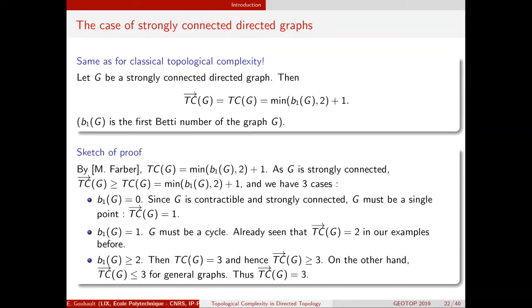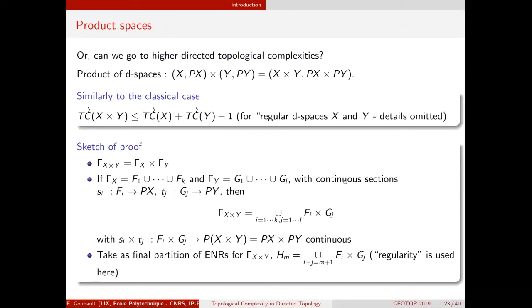Of course, it relates to the topological sort of the graph, the decomposition of graphs through its strongly connected components, but it's not easy to find a formula. Now I'm going to go to higher dimensions, and give you some results we have, which are actually very similar to the classical results we have in classical topological complexity.